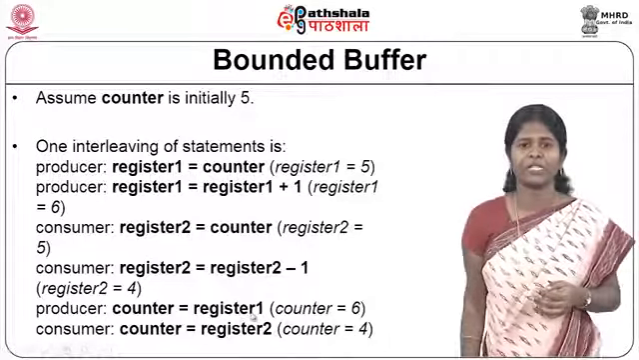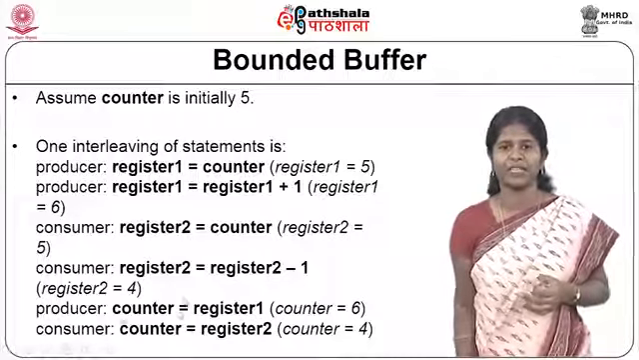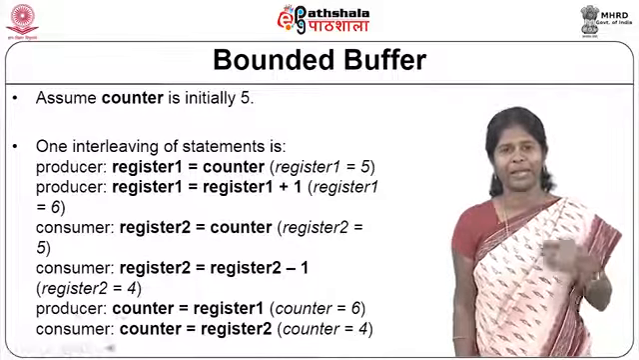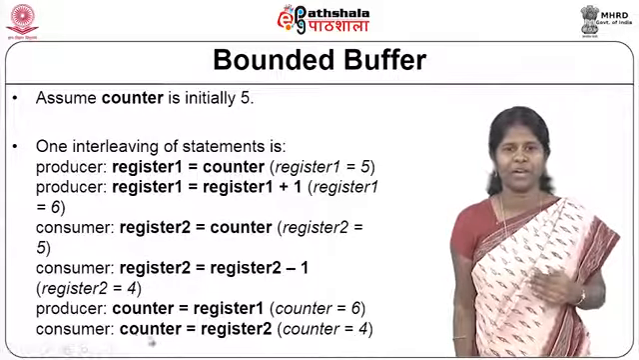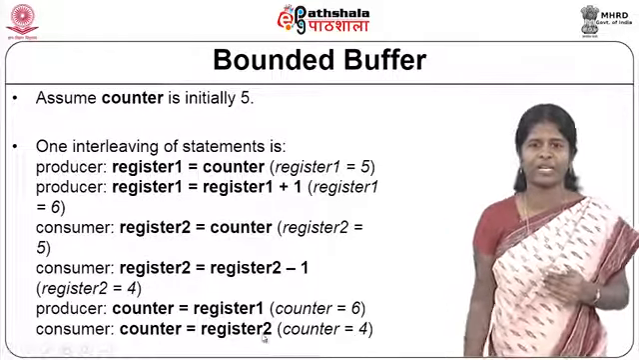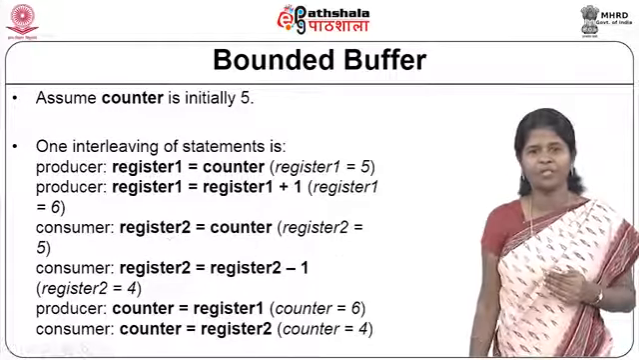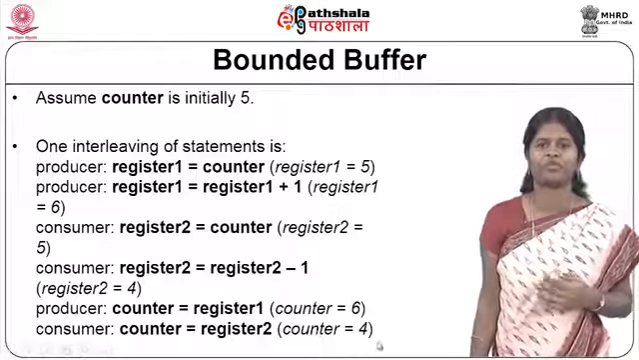So counter now gets the value. What should be the value present in the register? It is 6, that is copied onto counter. The counter now becomes 6. And then the consumer executes. The consumer has one more instruction to complete, that is register 2 should be copied to counter, and now register 2 is copied to counter and you have counter equal to 4.